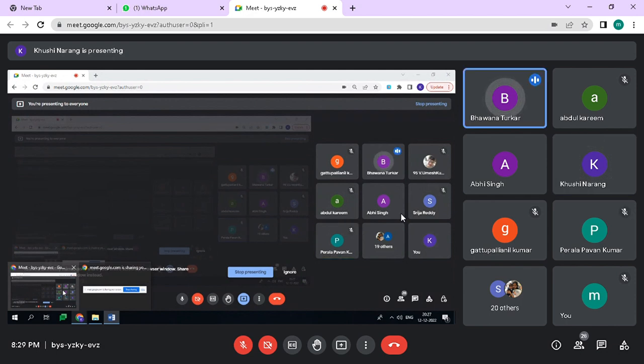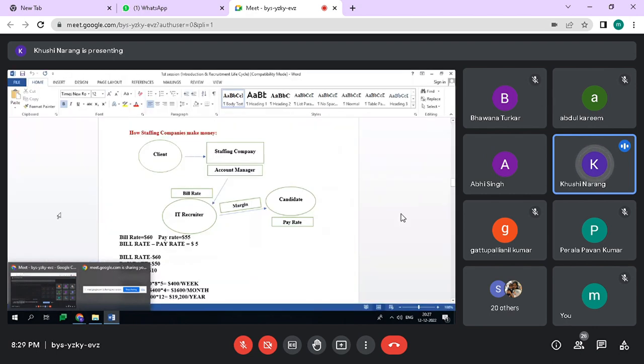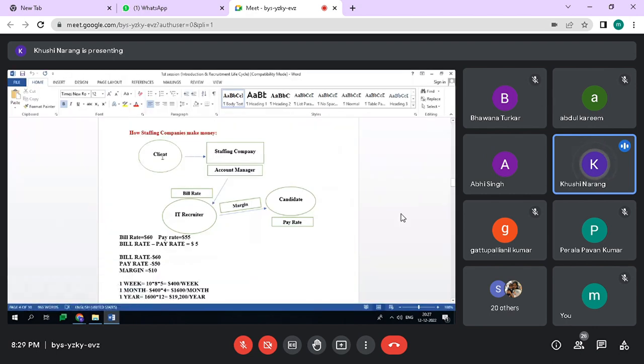Direct client and implementation partner. Correct. We have two types of client, which are direct client and implementation partner, right? Here, clients will share the requirements with the staffing companies. After getting the requirement from the clients, staffing companies share the requirements with the account manager, also known as team leaders, who are going to lead you guys.